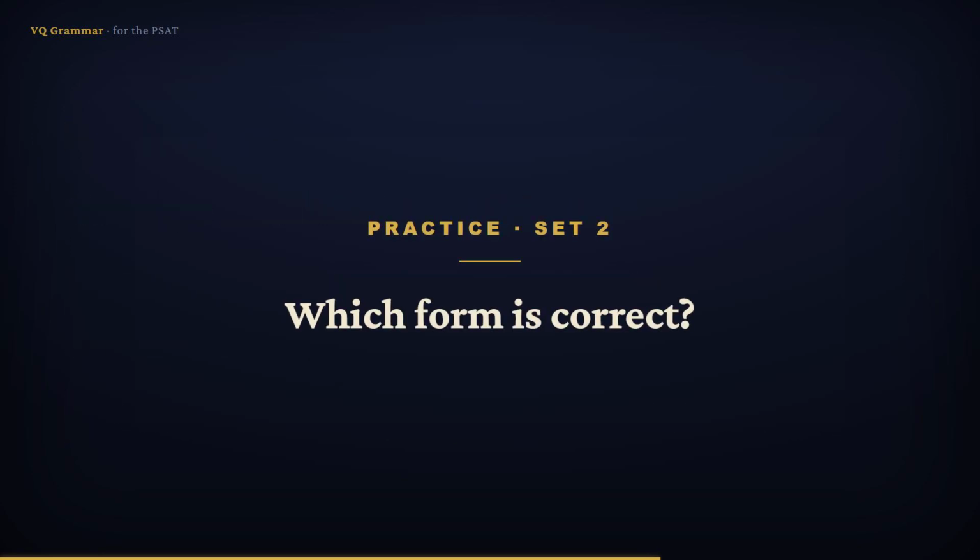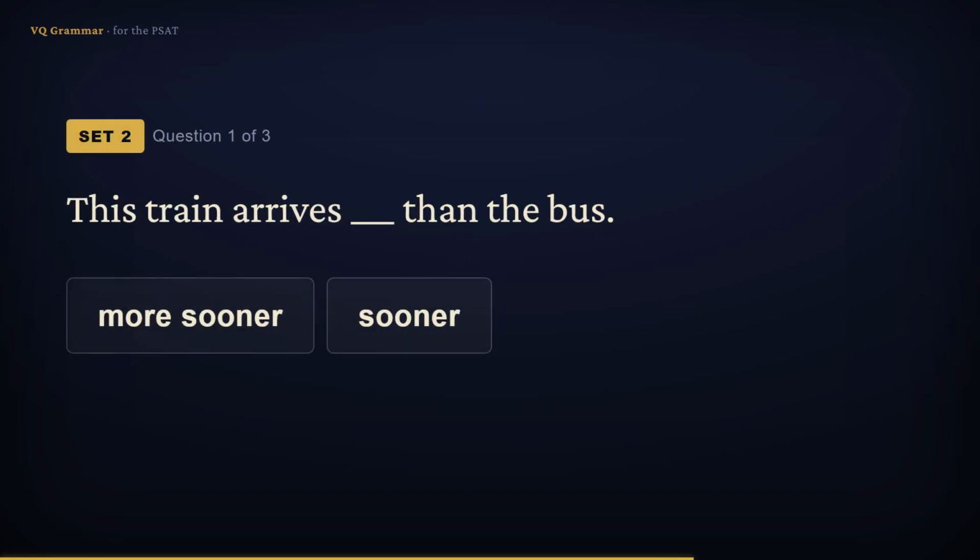3 more. This time, watch the form itself. Avoid doubling up, like more faster, and remember the irregular ones. Pause and try each one. This train arrives blank than the bus.